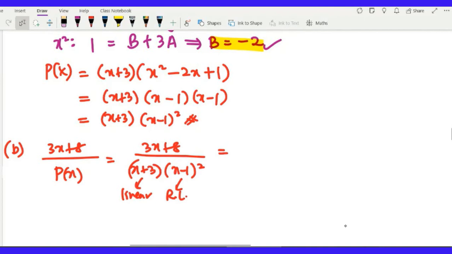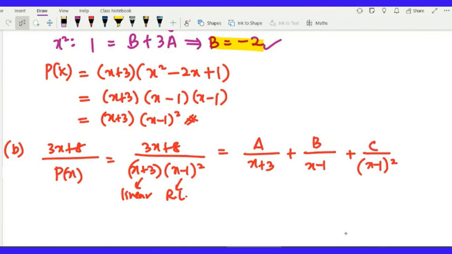Dia bukan quadratic. Originally quadratic, tapi quadratic yang boleh difaktor dan dah boleh faktor jadi faktor yang sama pula. So dia falls under the category of repeated linear, iaitu macam soalan nombor 18. Kalau nak express dalam bentuk partial fractions, dia akan jadi A over x plus 3, plus B over x minus 1, plus C over (x minus 1) squared. Dia mula daripada single factor naik ke double factor, kuasa akan naik sehingga kuasa n.